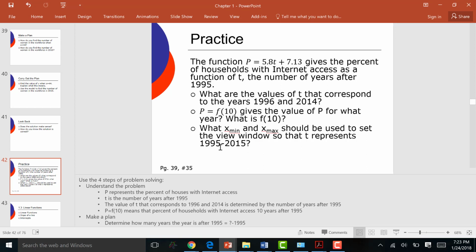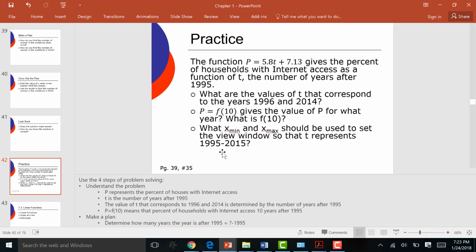So if I had had a 6 here, you would have said 1. But that's 1995, and there are no years after 1995 in 1995. They're the same year, so it should be 0. So your x-axis for the graph will be from 0 to 20 for that range of years.